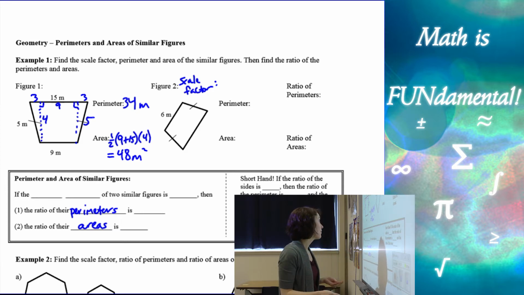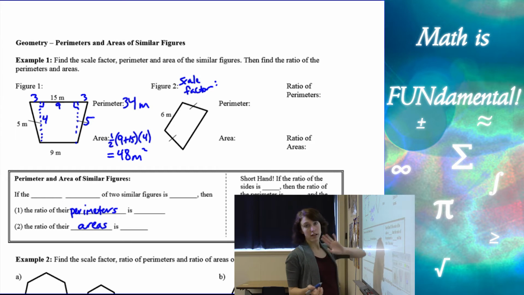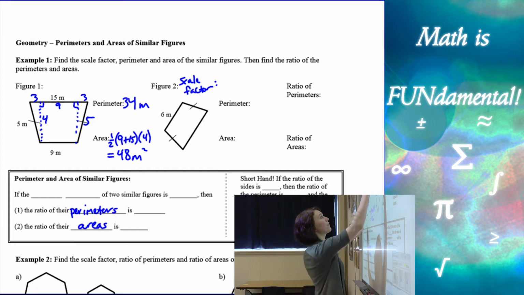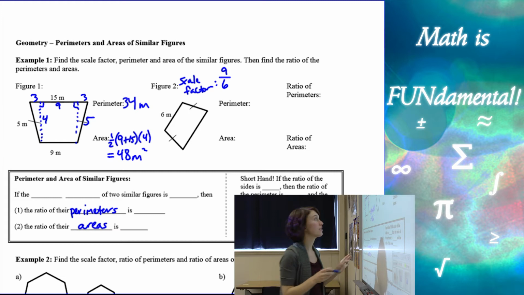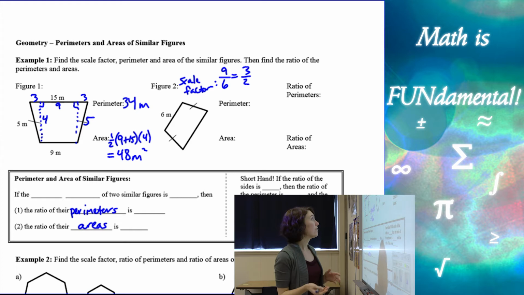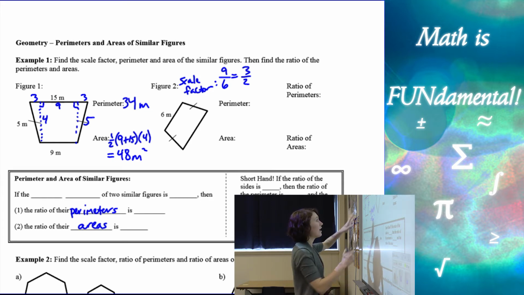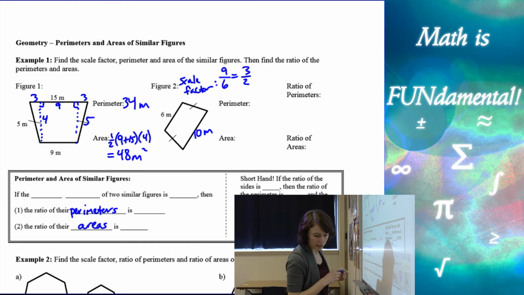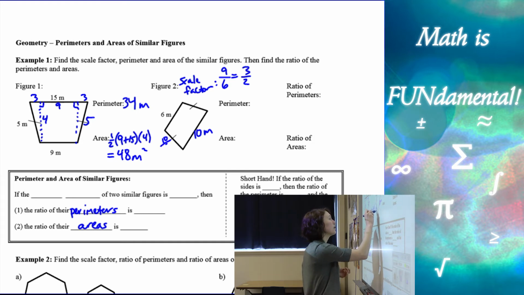All right, now if we look at our second figure, we're going to assume that these two figures are similar. And to find the scale factor to use to find my other sides, I'm going to take the first figure and a corresponding side of my second figure. So that would be like the 9 meters and then 6 meters, and then reduce it. So I can use the scale factor of 3/2 or 2/3. If you flipped it over, that's fine, to find my other sides here. So applying that, I know that this side is going to be 10 meters. And these are going to be 10/3 meters here and here.